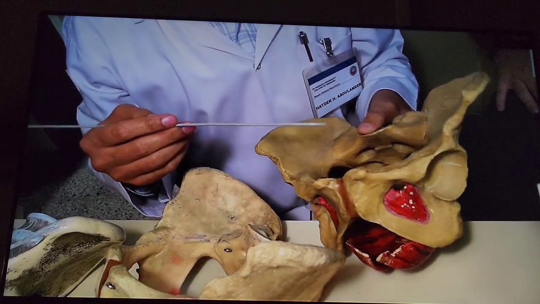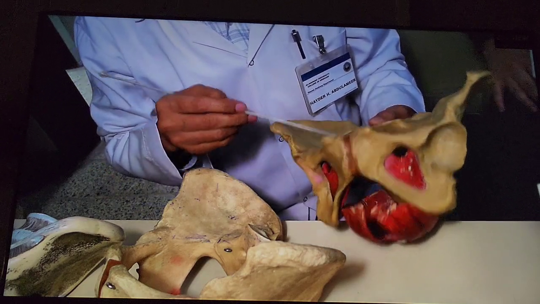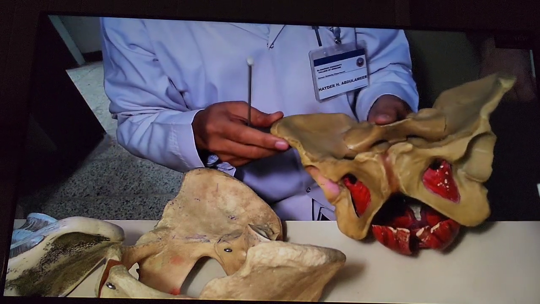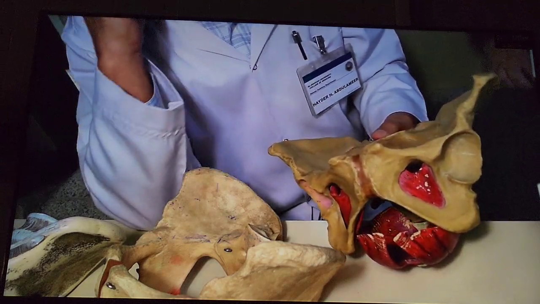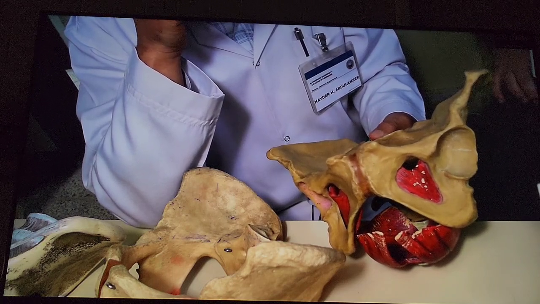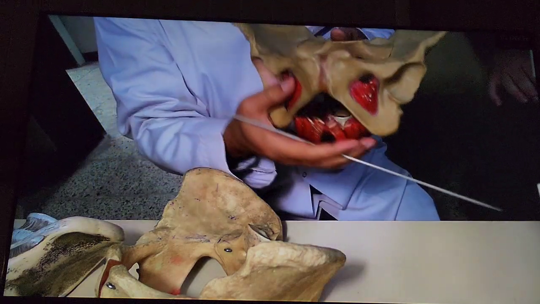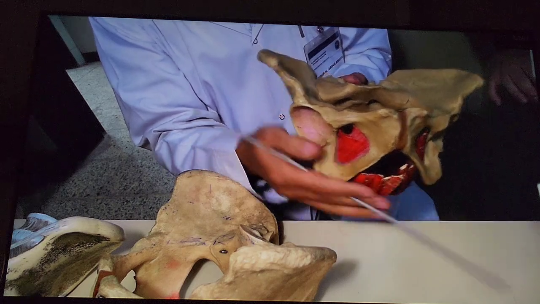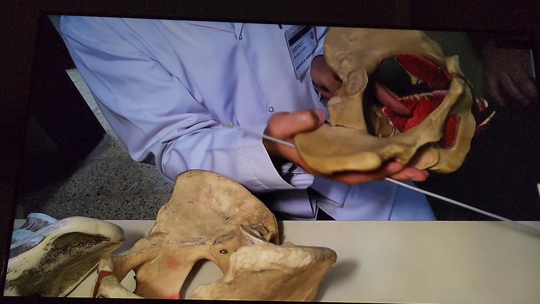Regarding the muscles of the lateral pelvic wall, we have the piriformis muscle, which is not present here in this specimen, which originates from the middle three pieces of the sacrum toward the greater trochanter of the femur bone, and another muscle which is called obturator internus. This is the obturator internus muscle.